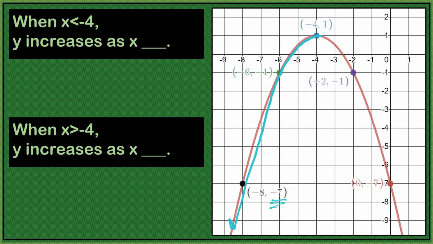This is negative 7. And bigger than negative 7 is negative 1. And bigger than negative 1 is positive 1. So the y's increase as we're going up on the graph. Well, as the y's increase, what's happening to the x's? The x's go from negative 8, and bigger than negative 8 is negative 6, and bigger than negative 6 is negative 4. So as the y's increase, the x's also increase. So the answer on this problem, when x is less than negative 4, y increases as x increases.